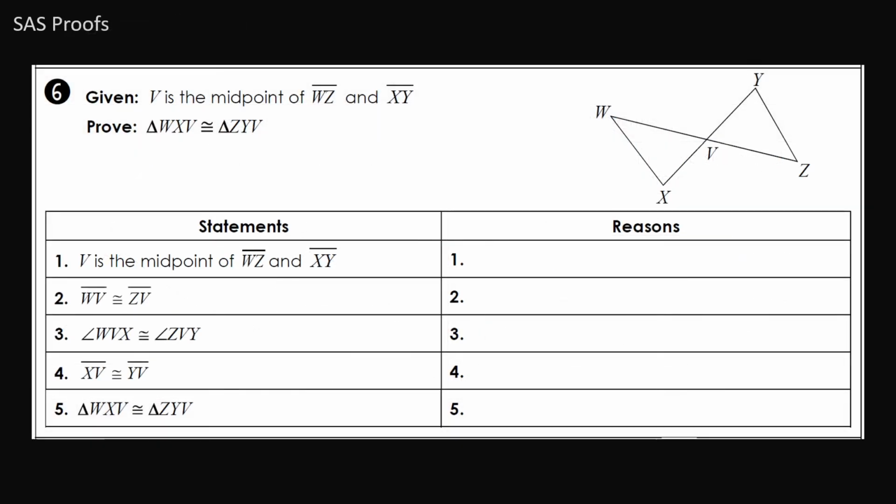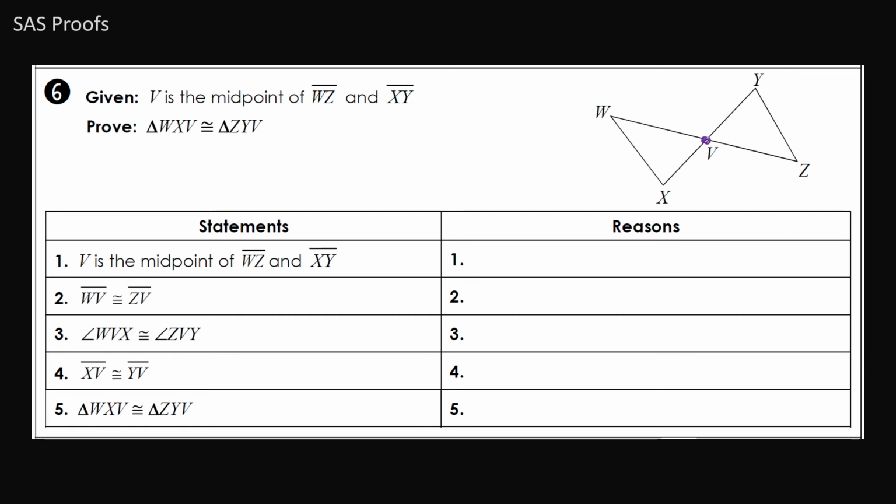So let's try out a proof with that information. Let's go to number 6. So number 6, I am given V is the midpoint of WZ and XY. That's all I'm given. And then using that information, I need to prove that triangle WXV is congruent to triangle ZYV.